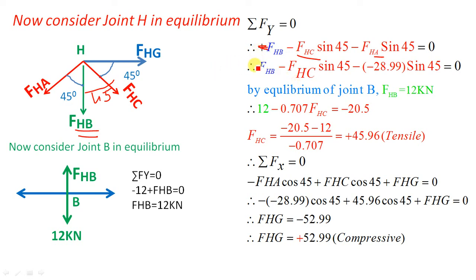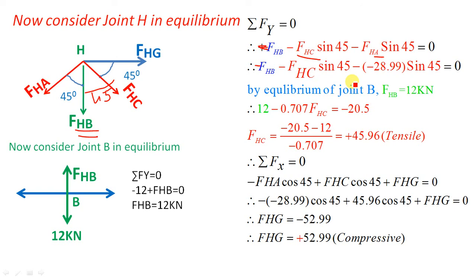So you will get minus F of HB is equal to minus F of HC sine of 45 minus 28.99 sine of 45, which is equal to 0. Now in this equation F of HB is not known to us, F of HC is also not known to us. Now how to solve this problem?